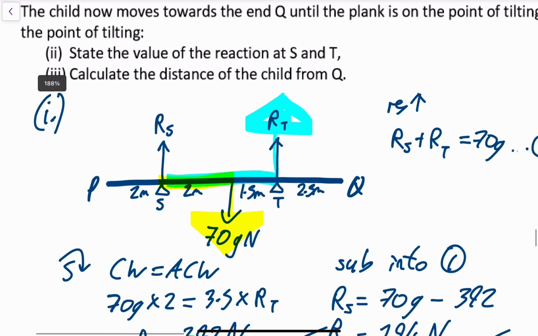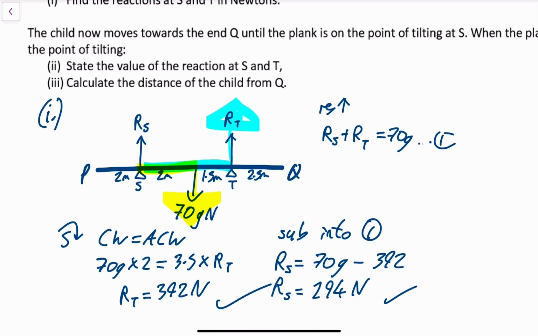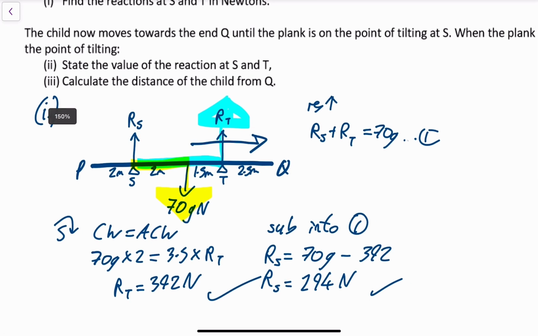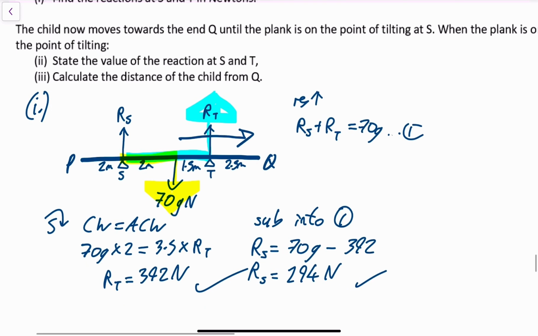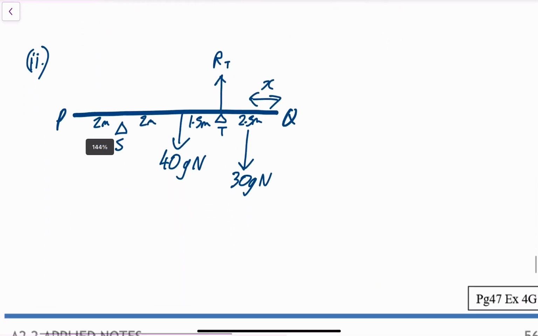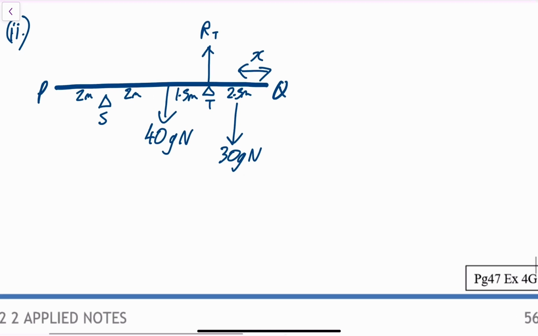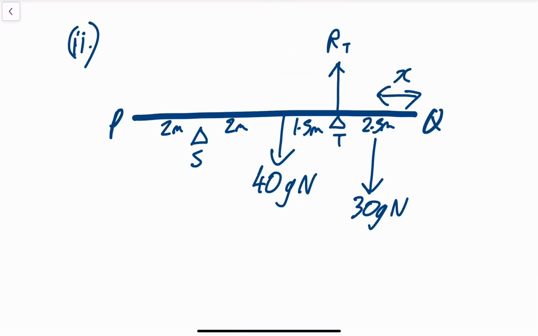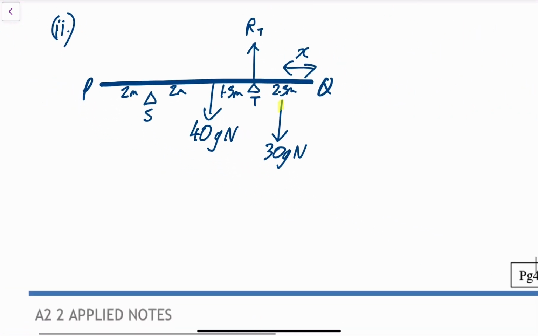Next part of the question says the child now moves towards the end Q, so it moves over this direction, and then the plank is on the point of tilting at S. When the plank is on the point of tilting, state the value of the reaction at S and T, and then calculate the distance of the child from Q. So a new diagram is needed here. Always, when the situation changes, always do a new diagram. So that's what your diagram is. Now notice that my child has moved over this direction. So once it goes to the right of that T, or when it goes a certain distance to the right of that T, the thing will start to tilt. So that's what we're going to have.